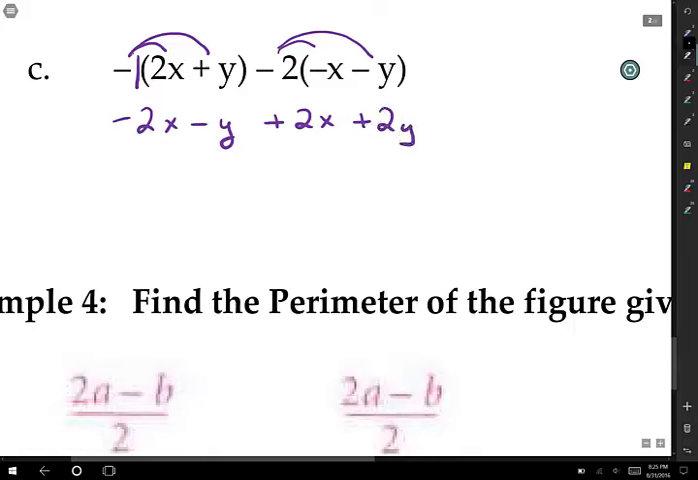What are my like terms? Well, here's my x's, and they are additive inverses. That means they drop out to 0. So all that I really have left to combine are my y's. And negative y plus 2y is simply 1y as a result.